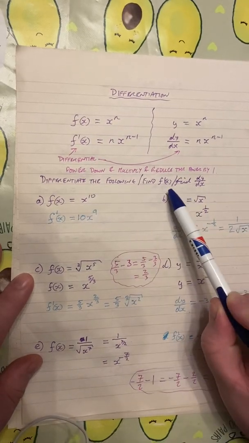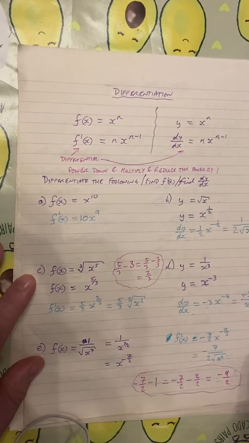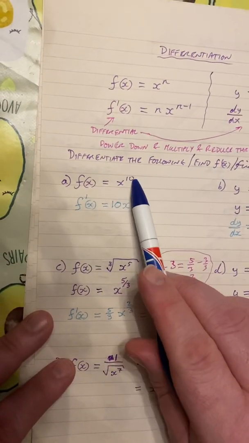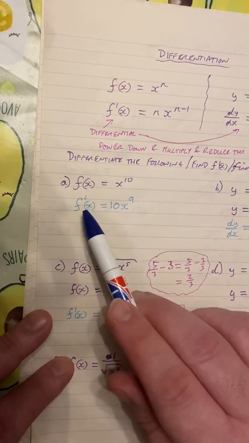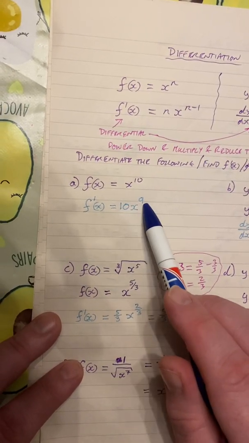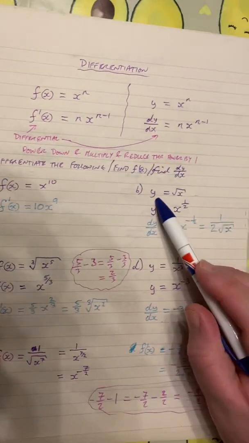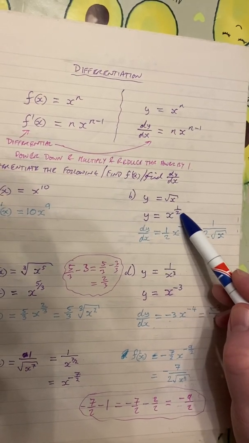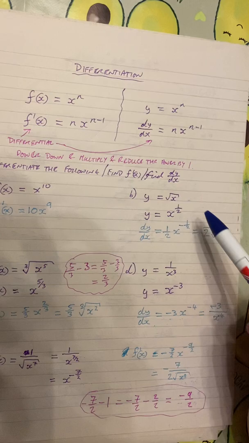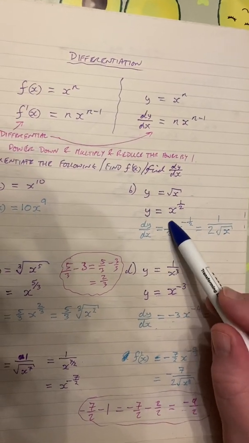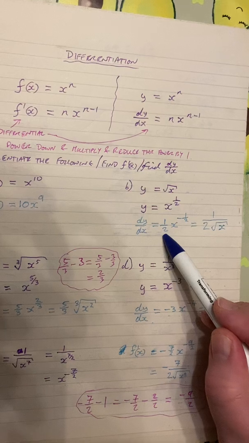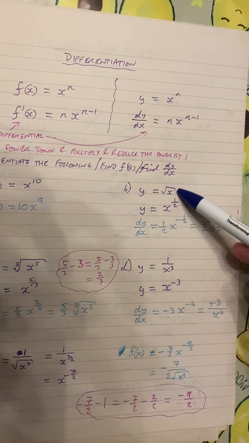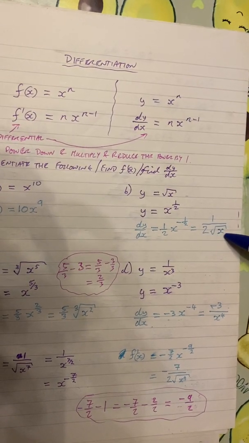So differentiating the following, find f of x or find dy by dx. So this first one, f(x) equals x to the power of 10. When we bring the power down, we multiply by 10, so f dashed x is 10x^9, reduce the power by 1. Here, y equals the square root of x, so y equals x to the power of a half. Remember, it's got to be in differentiable form. We've done those last week. So power down, multiply, reduce the power by 1. So it's a half x to the negative a half. Putting it back in the same form as the original question, it's 1 over 2 root x.